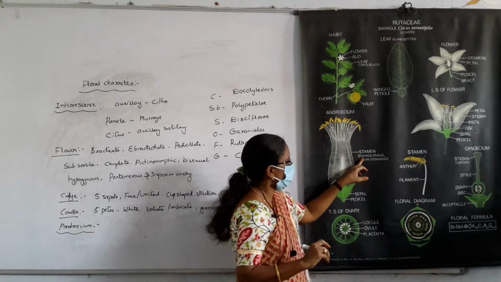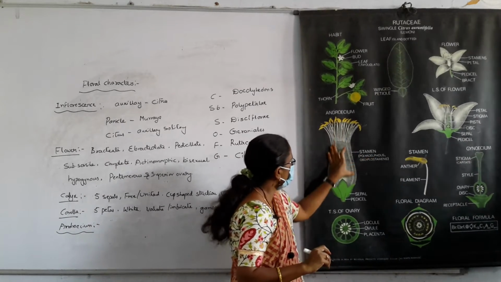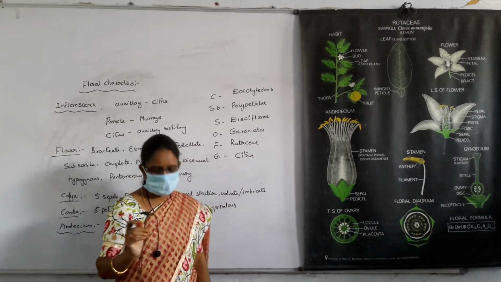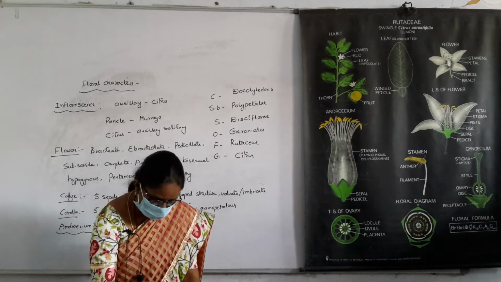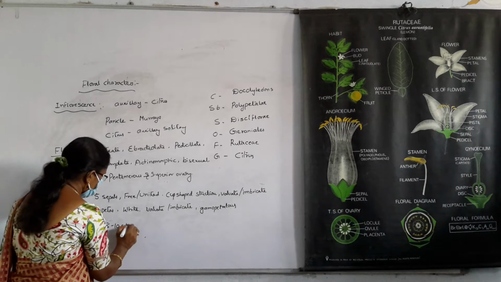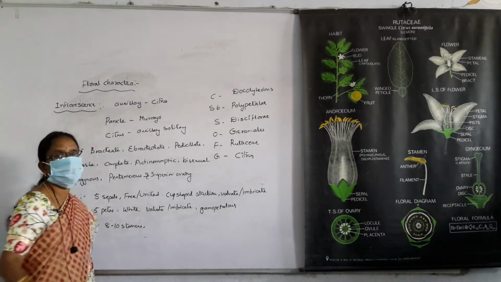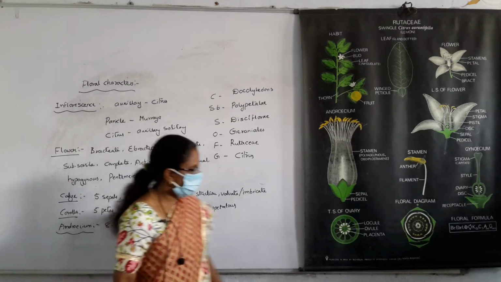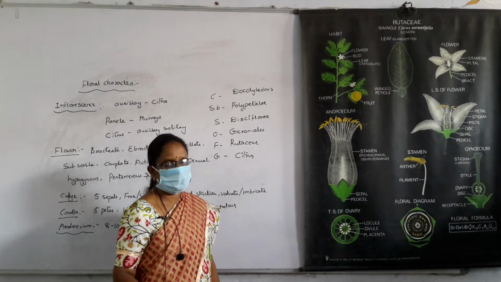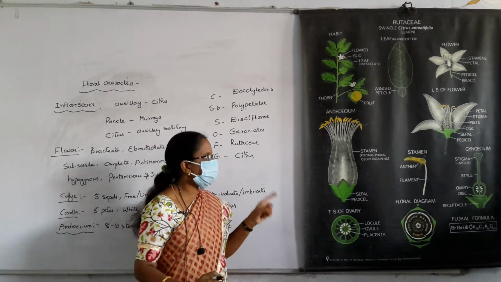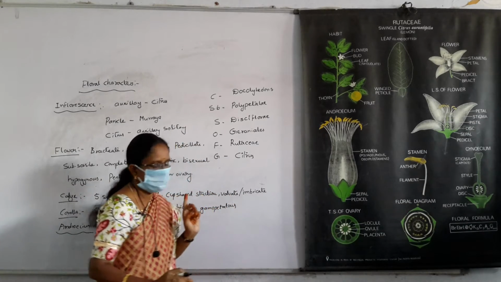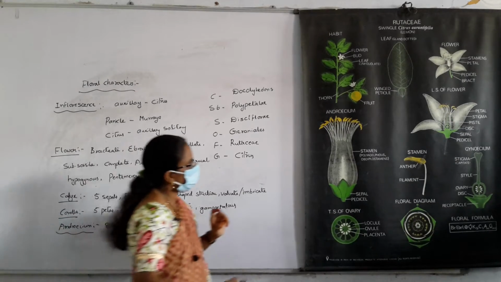The androecium consists of the stamens. Many stamens are present, or normally 8 to 10 stamens are present in the Rutaceae plants. In Rutaceae plants, each stamen consists of the filament, connective and anther. And this is the LS of flower.